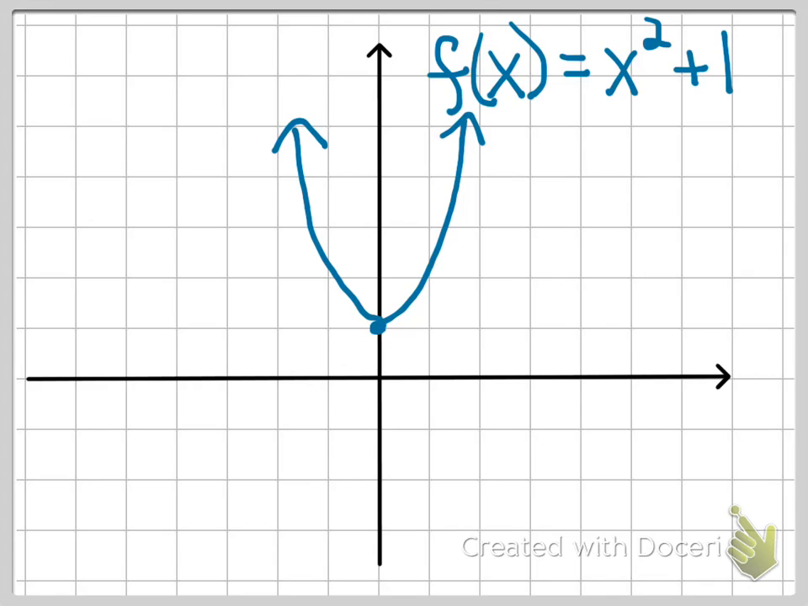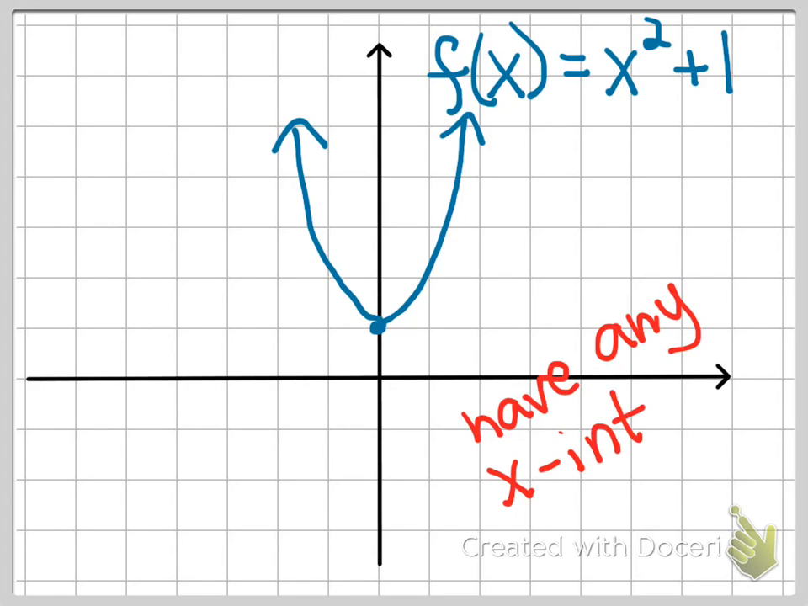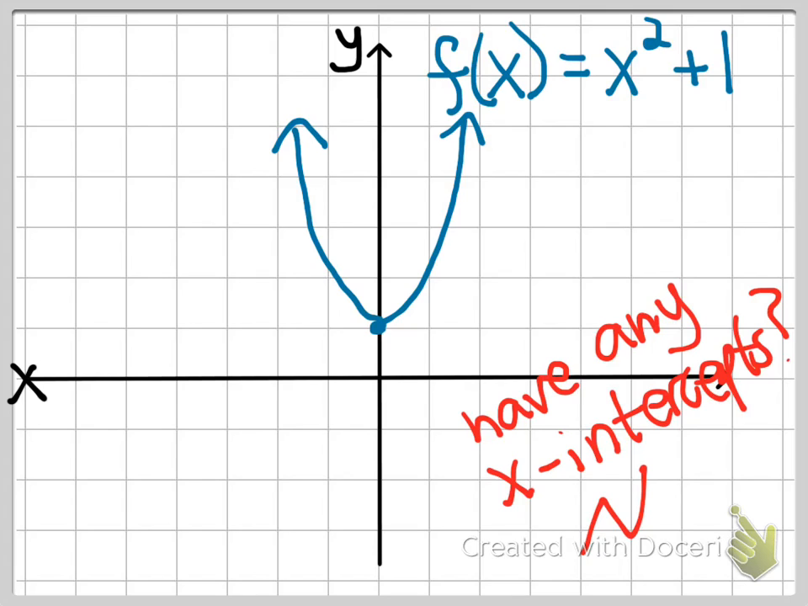What I want us to notice is, does this function have any zeros? Does this have any x-intercepts? That's the question. And as you'll notice, it never crosses the x-axis. You can see where I've got the x-axis here. This was our x, this was our y. And that blue parabola never crosses the x-axis, which means it does not have any x-intercepts.